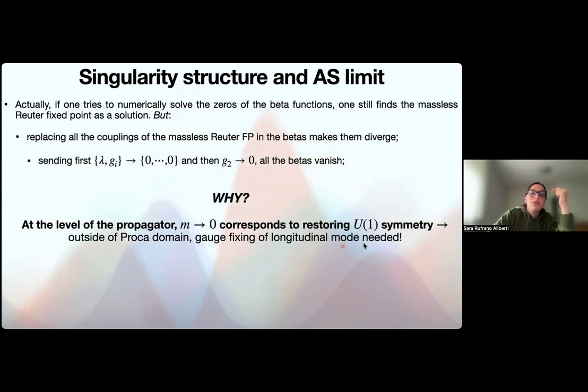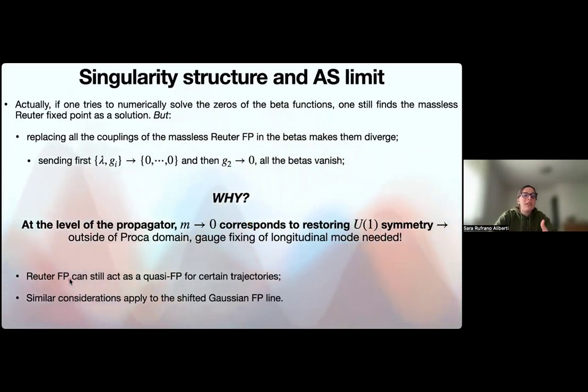And so this is reflected in the singularity structure of our betas, because actually the Reuter fixed point can still act as a quasi-fixed point for certain trajectories, the trajectories for which all the dimensionless couplings go to 0 faster compared to G2, which is still related to the mass of the vector field, that should go to 0 slower compared to the other couplings, okay?